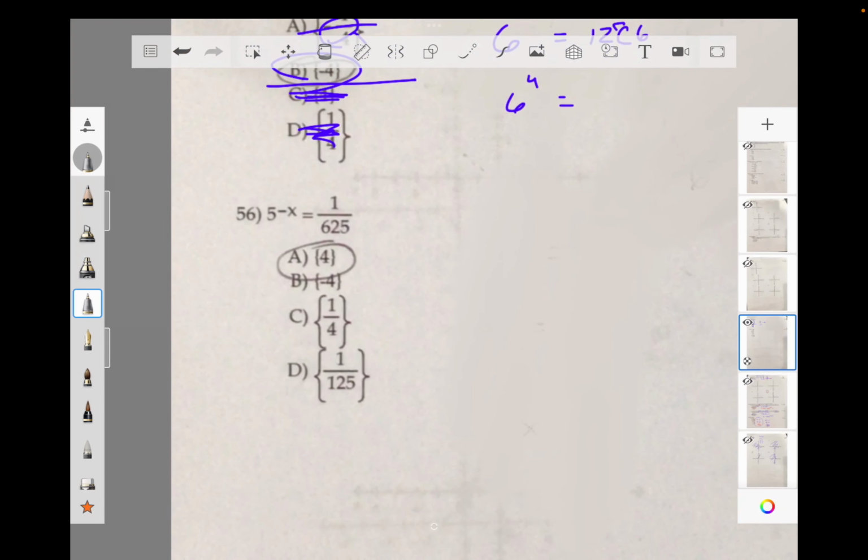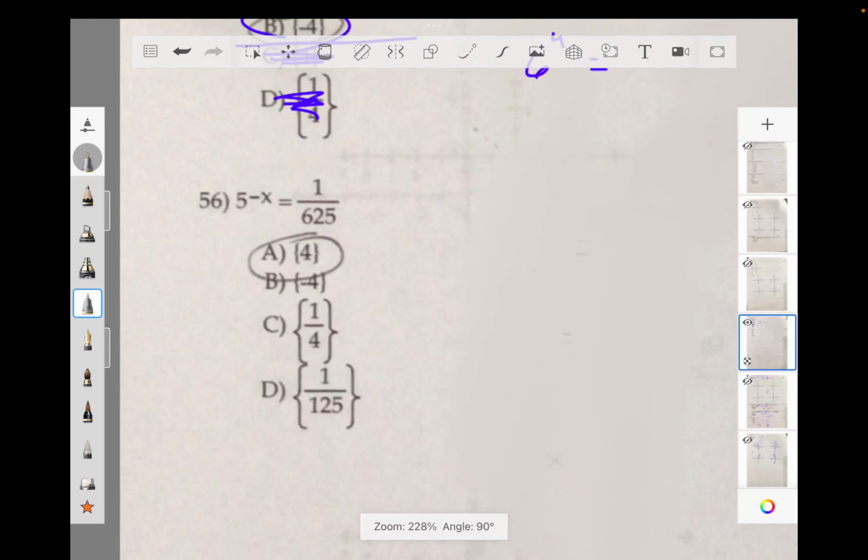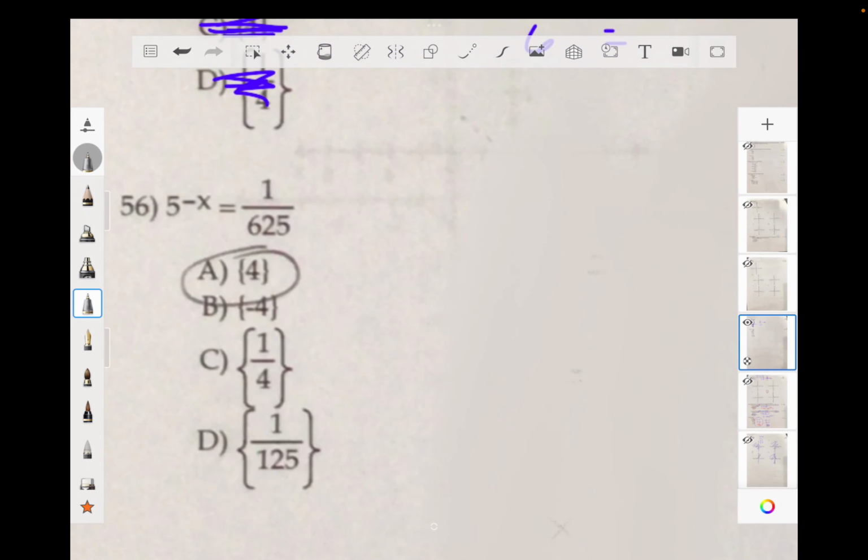Another one of these. Okay. 25 times 25 is 625. I just know that off the top of my head. Cool. This is 5 to the -x. So we could already say this is 5 to the x equals 1 over 625.